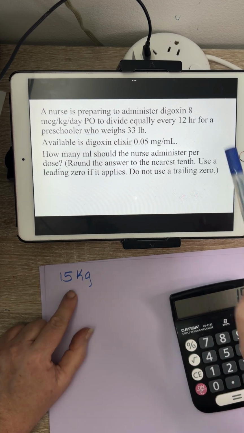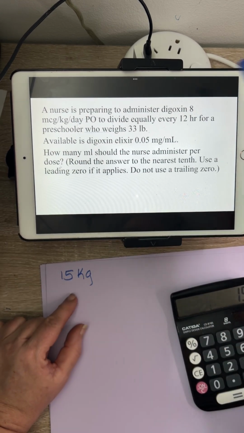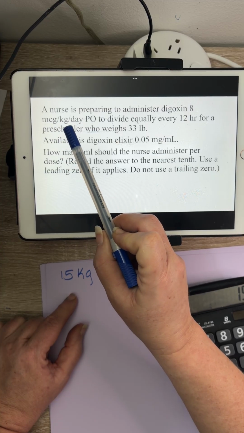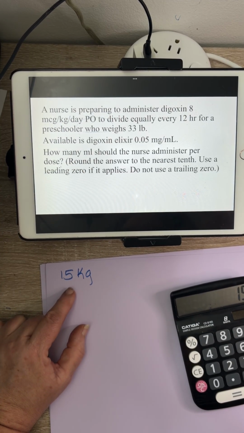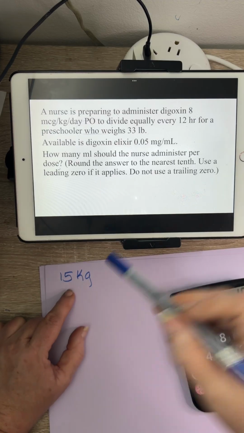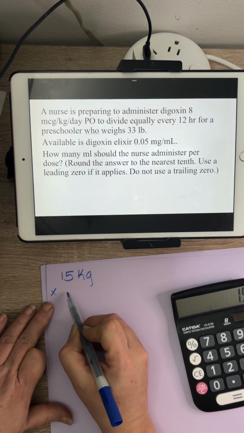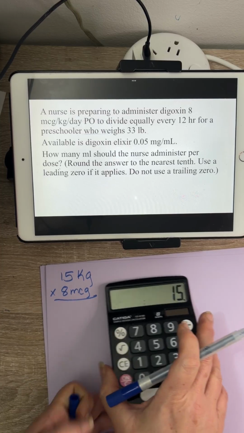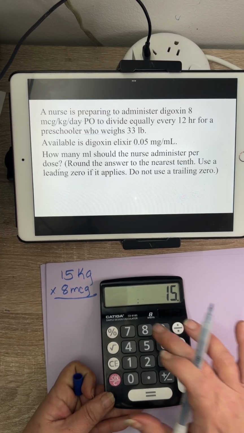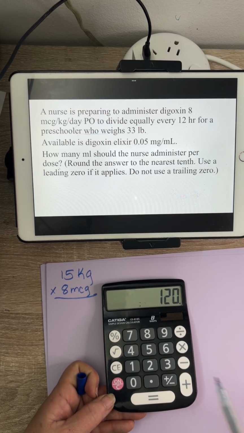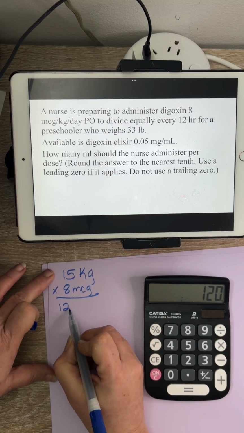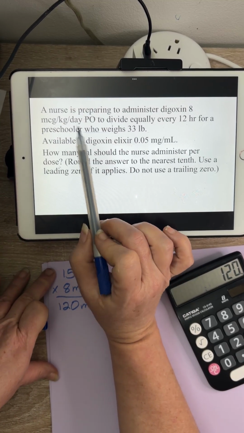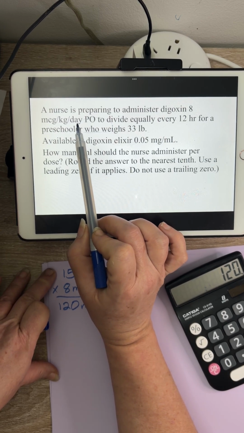And then we have to take these kilograms to this equation. It says 8 micrograms for every single kilogram. And look, we got 15 of them. And so we got to multiply 15 times 8 micrograms. So let's do it. Get your calculator and let's do it. It'll bring us closer, I believe. 120 micrograms. And this is per what? It's per day. You see that?